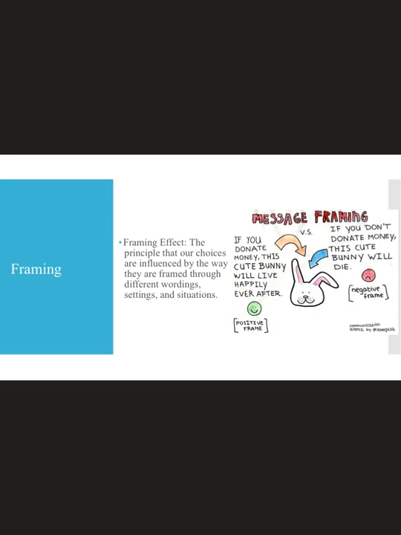Or you can put a negative frame on it. If you don't donate money, this cute bunny will die, right? And generally speaking, those Sarah McLaughlin, right? I think it's her, not Sarah Evans.